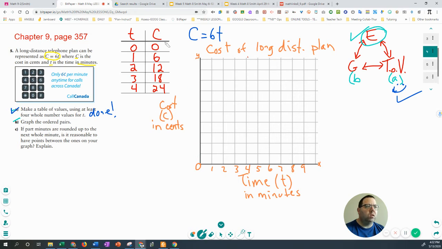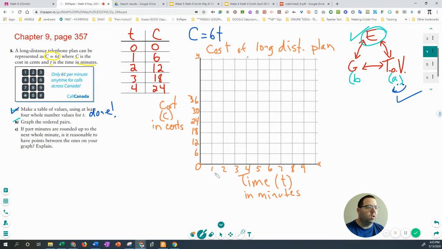Now, what about the cost? Well, could you go by 6? Yeah, you could. Sure, why not? So we're going to go by 6s. 6, 12, 18, 24. Yep. Felt I skipped something there. Okay. And then 30, and so on and so on.